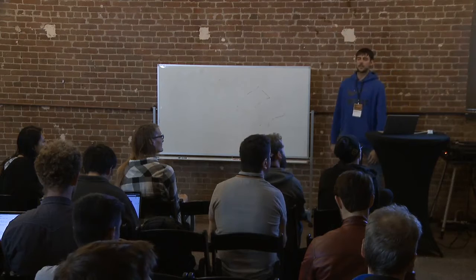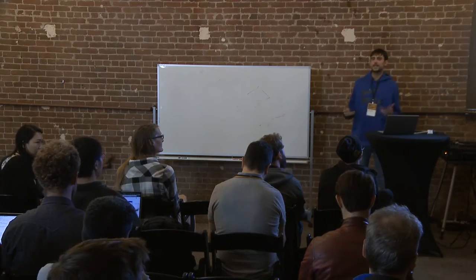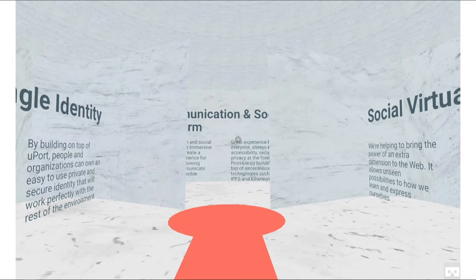Hi everyone, my name is Alberto, and it's a pleasure to be here to talk to you about Simbol. Simbol is a tool to very easily create social WebXR sites, WebXR being the new web API to render web content on VR and AR devices. This is a normal website in 2D, something that we can see today with its text, images, buttons, and links. This is a 3D version of the same site, a representation as a virtual world that you can visit in VR.